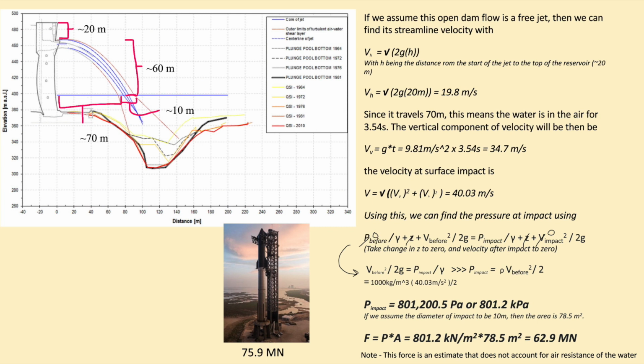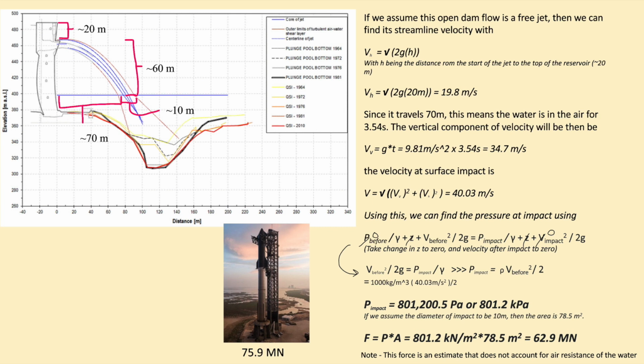To understand the root of the issue, we conducted a two-dimensional free jet calculation modeled after the dam to simplify and understand the forces at play. Using the height of the gate relative to the top of the dam of 20 meters, we used Bernoulli's equation to calculate the exit velocity of the water to be 19.8 meters per second.